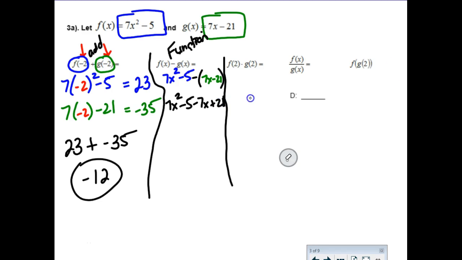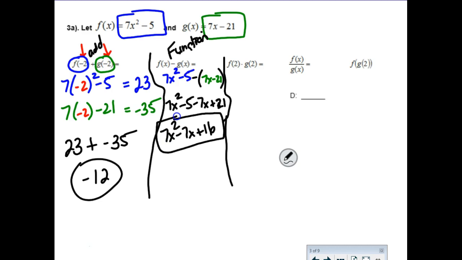Oh my gosh. It's not my morning, man. Alright, plus 21. There we go. And then when you combine like terms, 7x squared minus 7x. Oh boy, plus 16, I think. I'll go with it. It matches my key.